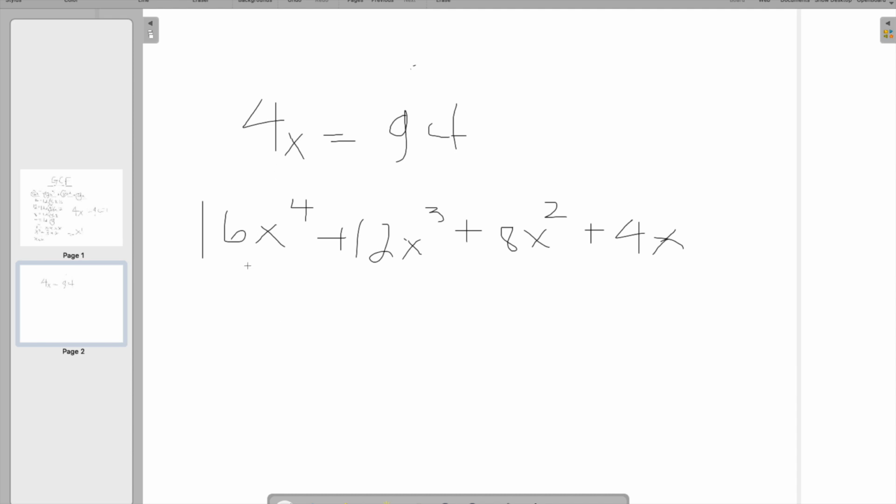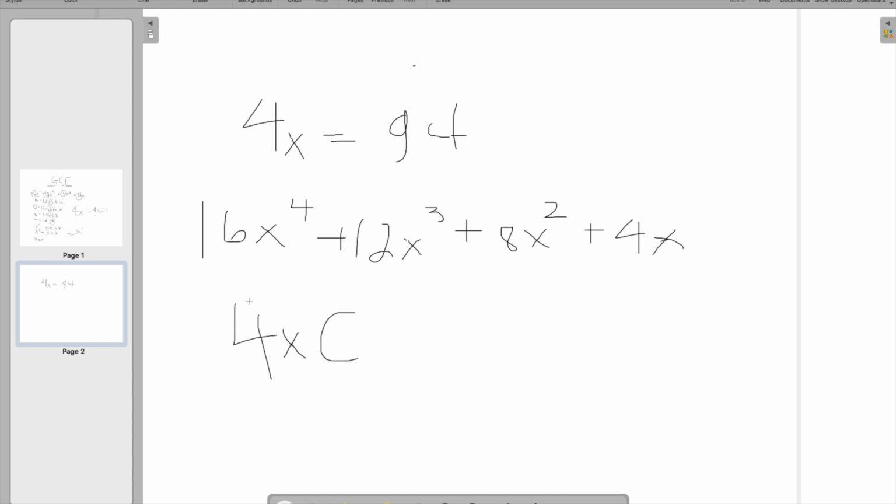Okay, so I wrote this down on the next page, and the next step is we're going to write the GCF, which is 4x, and then we're going to write a parentheses.